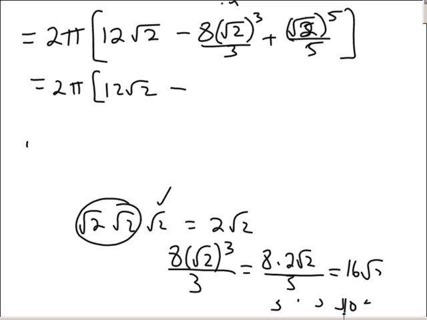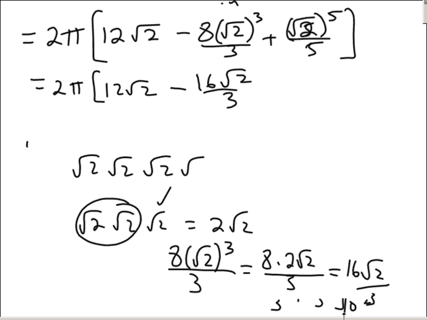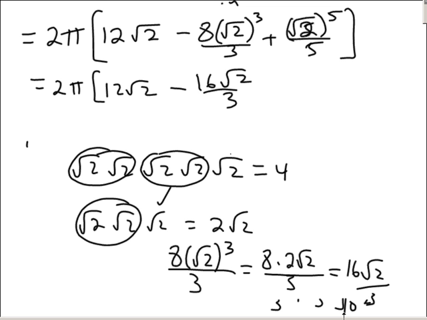We get 16 square root of 2 over 3, minus 16 square root of 2 over 3. Now we have to do square root of 2 five times. That's 2 times another 2 is 4, times square root of 2, over 5, plus 4 square root of 2 over 5. Okay, calculus is over. Let's clean up our answer, however.